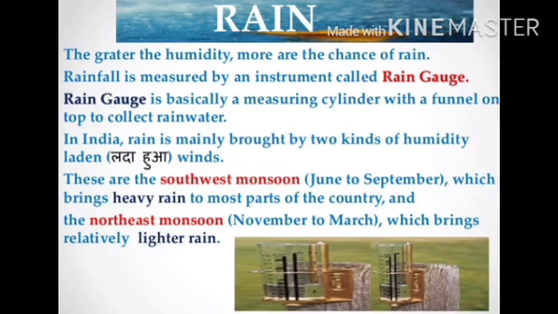In India, rain is mainly brought by two kinds of humidity-laden winds. These are the southwest monsoon, June to September, which brings heavy rain to most parts of the country, and the second is the northeast monsoon, November to March, which brings relatively lighter rain.